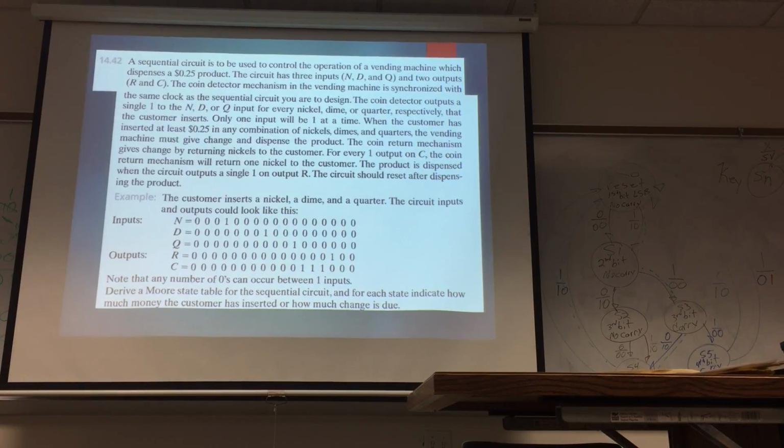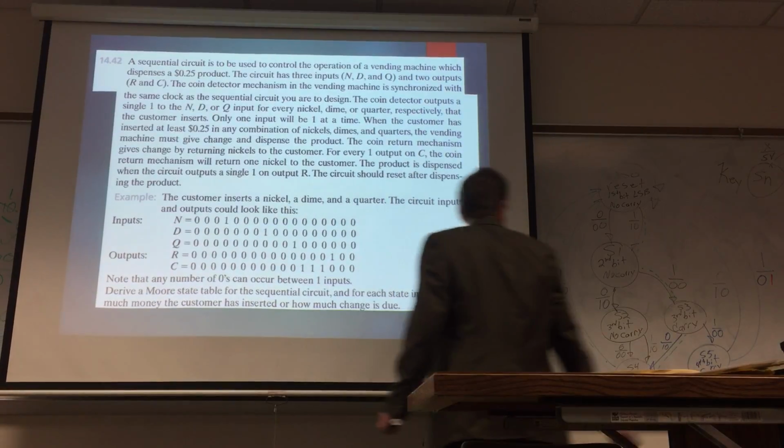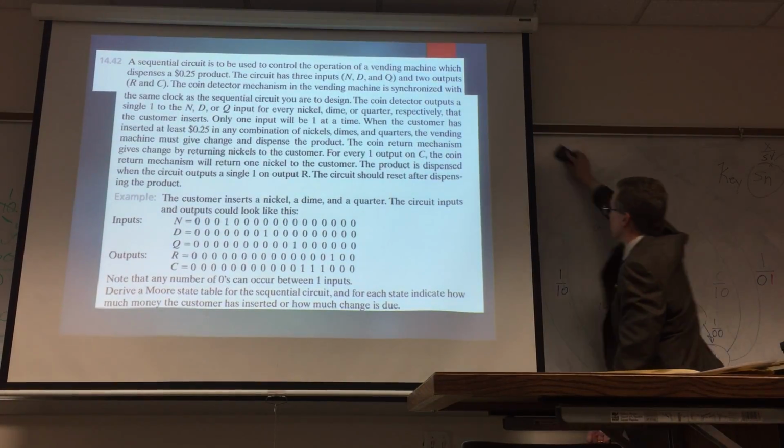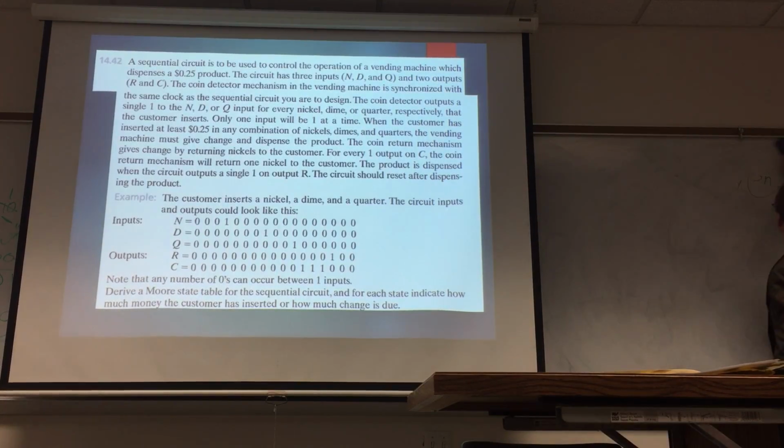A sequential circuit is to be used to control the operation of a vending machine which dispenses a 25-cent product. The circuit has 3 inputs, N, D, and Q, and 2 outputs, R and C. The coin detector machine and the vending machine are synchronized with the same clock as the sequential circuit you are to design. The coin detector outputs a single 1 to the N, D, or Q input for every nickel, dime, or quarter, respectively, that the customer inserts. Only one input will be a 1 at a time.